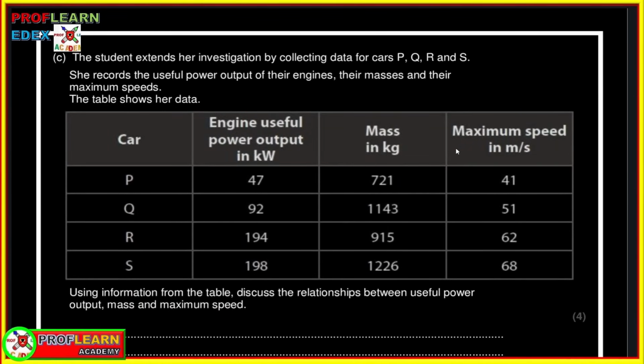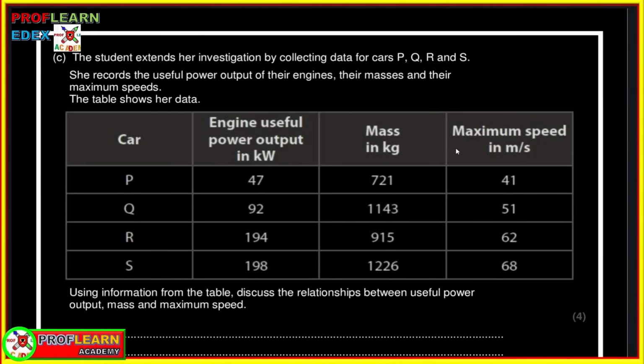Moving to part C, we are told the student extends her investigation by collecting data for cars P, Q, R, and S, and she recorded the useful power output of their engines, their masses, and their maximum speed. We have cars P, Q, R, and S. We have their corresponding engine useful power output in kilowatts. We are given their masses, and then we have the maximum speed that can be traveled by the car.